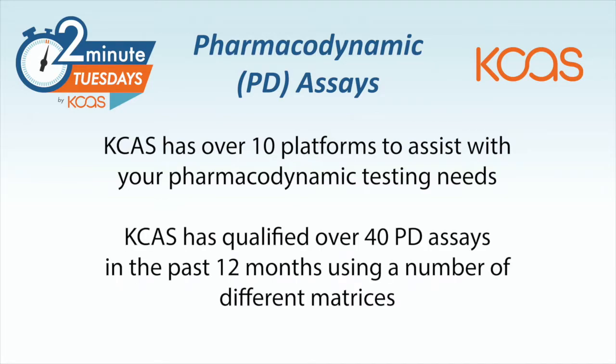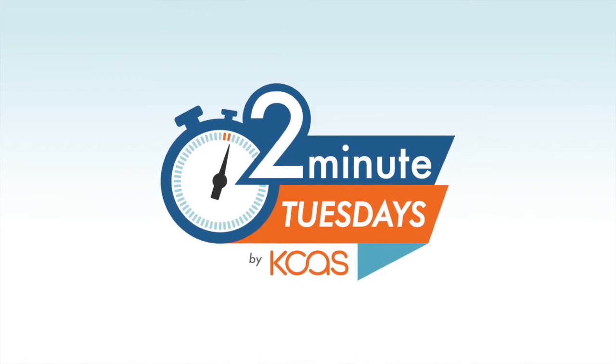We qualified or validated over 40 PD assays in the last 12 months, ranging from soluble cytokines and chemokines to activity assays in all sorts of different matrix such as sputum, probably about a dozen different tissue types across a variety of different animals and species, or something as sophisticated as a flow cytometric method, which requires a tremendous amount of effort and energy.